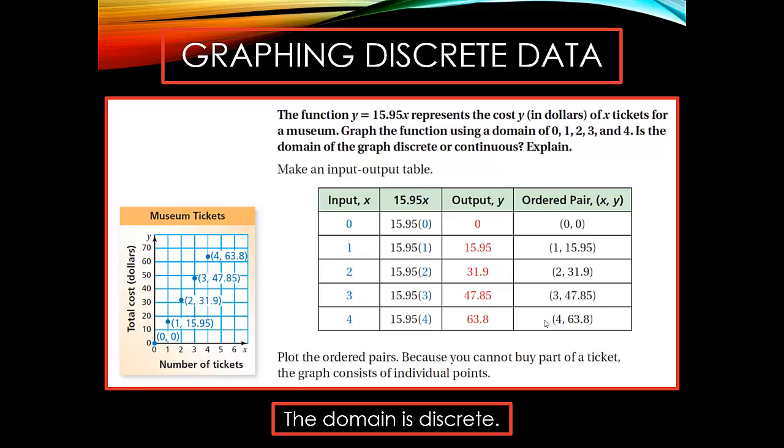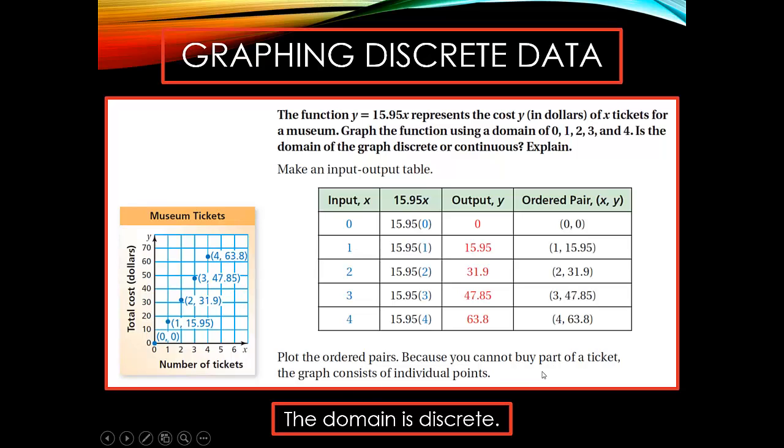Now we're going to plot the ordered pairs. So we'll go ahead and plot the 5 ordered pairs. So first we had 0, 0. Then we had 1, 15.95. 2, 31.9. 3, 47.85. And 4, 63.8.